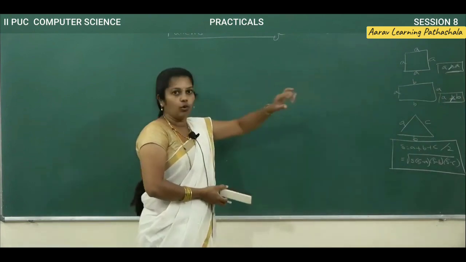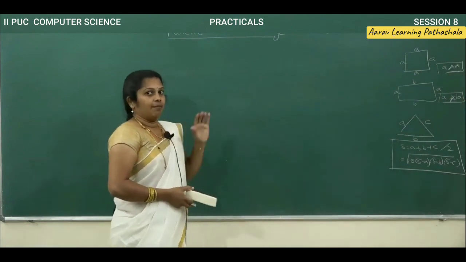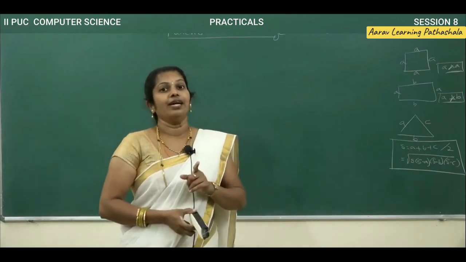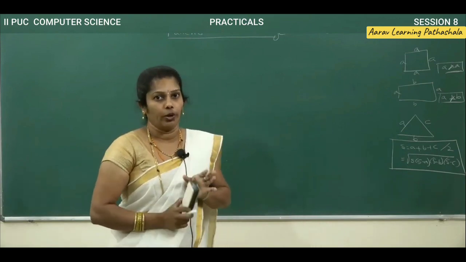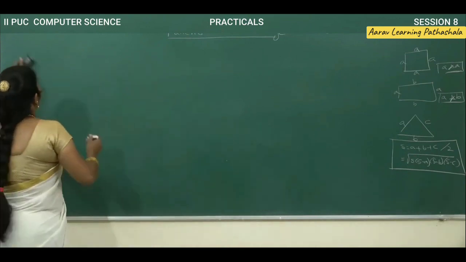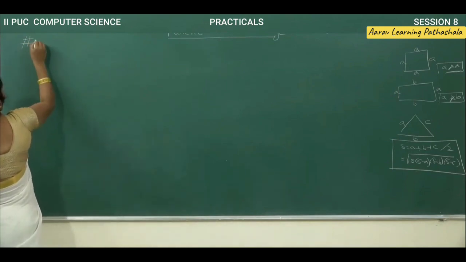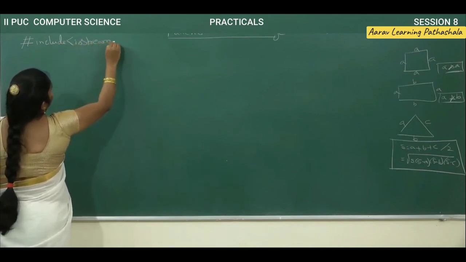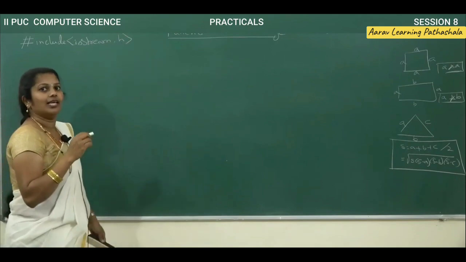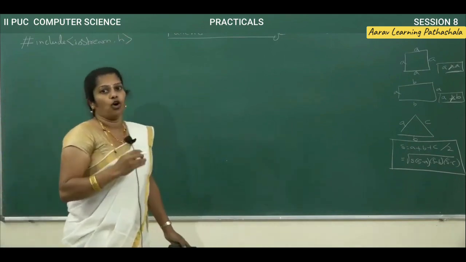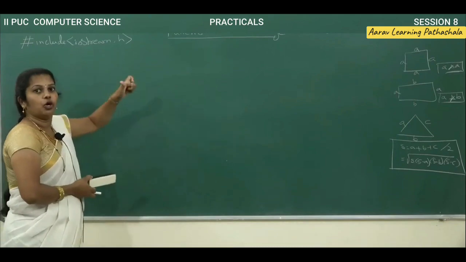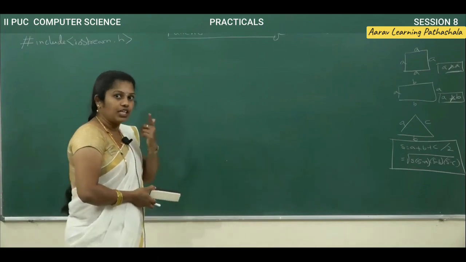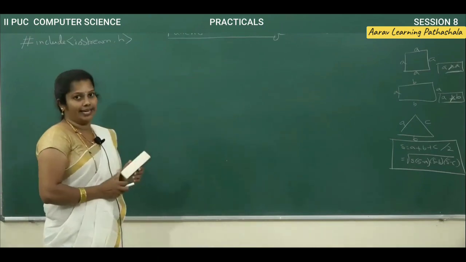Now in all the three cases I want to find area. For example, now I am writing a program to find area of a square, area of a rectangle, area of a triangle by using function overloading. First you have to write the header file, include iostream.h. This header file is required to perform input-output operations. That means in the program we are using cin as well as cout. If these two are to work, then we require this header file.